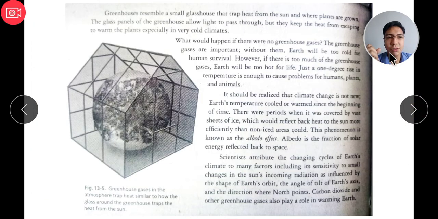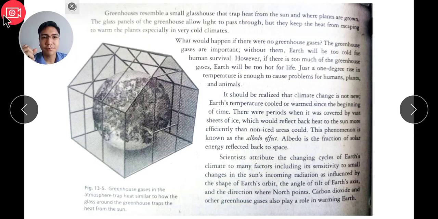Again, these greenhouse gases, ano ang ginagawa niya? Nagtatrap siya, okay, ng infrared radiation. So, let's say, for example, we have here, okay, a glass house. Ito yung atmosphere natin, no? Makapal yung glass house natin. Ito yung Earth. Trap heat from the sun where the plants are grown. The glass panels of a greenhouse allow light to pass through, but they keep the heat from escaping to warm the plants, especially in very cold climates.